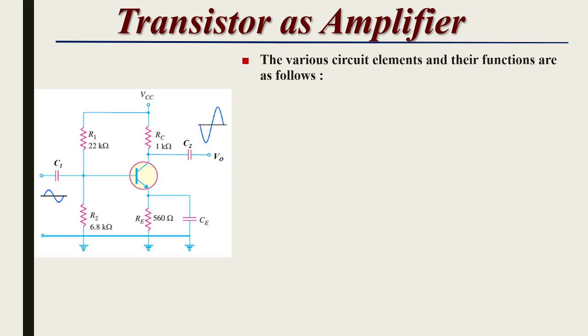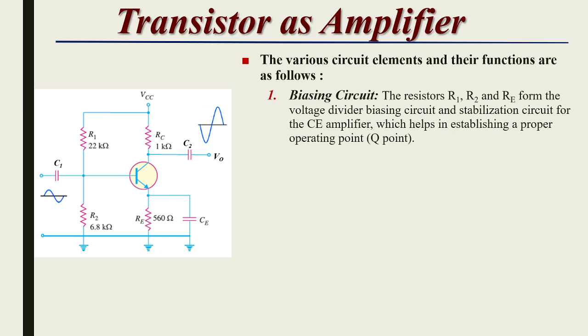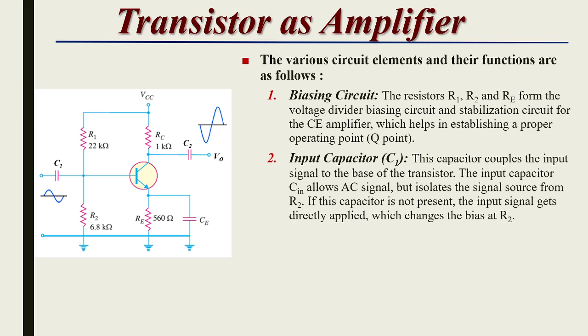So let's see the various circuit elements that we have used in this circuit, and the functions of those elements. First is the biasing circuit. The resistors R1, R2 and RE form the voltage divider biasing circuit and stabilization circuit for this CE amplifier, which helps in stabilizing a proper operating point or Q point.